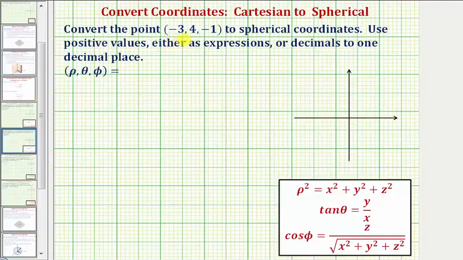We're asked to convert the point (-3, 4, -1) to spherical coordinates. So the given point has Cartesian, or rectangular, coordinates, and therefore x equals -3, y equals 4, and z equals -1. To find the spherical coordinates, we'll need to find rho, theta, phi using our formulas here below.